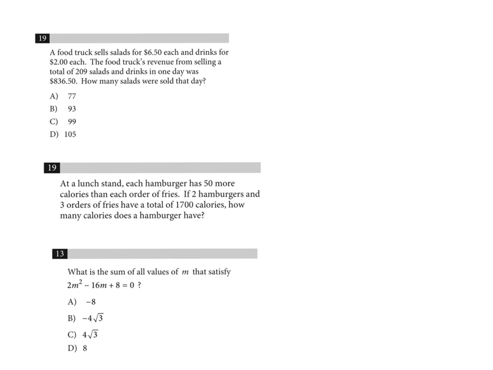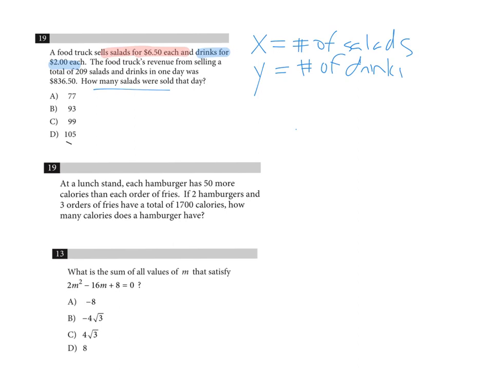Problem 19, a food truck sells salads for $6.50 each and drinks for $2 each. Question says how many salads were sold in a day, so let x be equal to the number of salads, and then we'll let y be equal to the number of drinks. Since we have two variables, we need two equations. They sold 209 salads and drinks. So salads x plus drinks y equals 209.